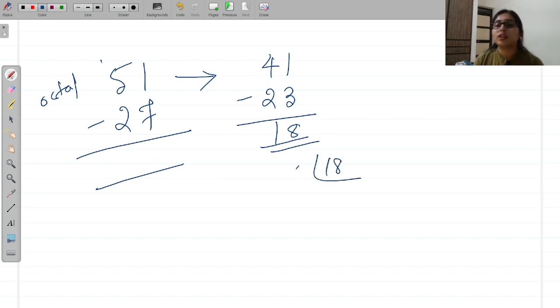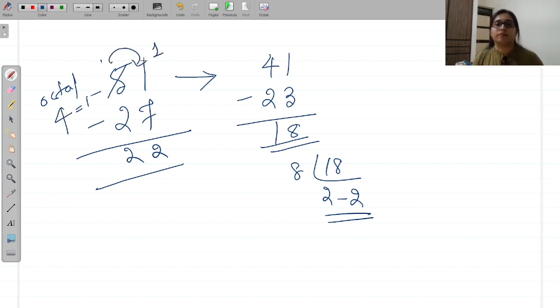So if I'm converting this to octal, 8 2s are 16, 22. You should get 22 in octal for this result. So we will check it. So this is 1, 7. Obviously I can't subtract a higher number from a smaller number. So what will I do? Minus 1 I will do. I'm getting 4. And I will be giving 1 carry to this.